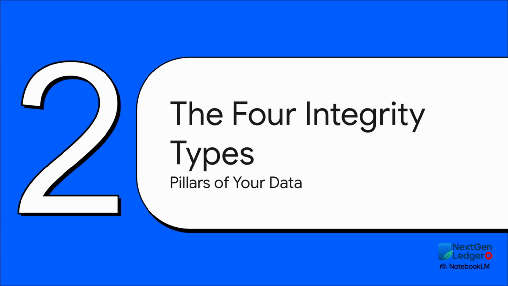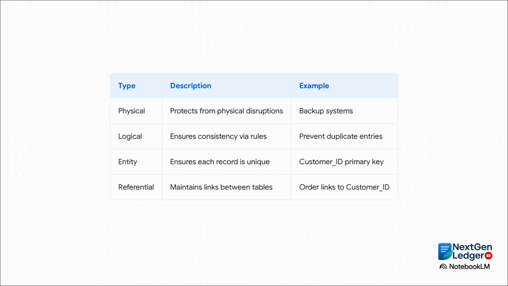Okay, so let's build on that idea. Data integrity isn't just one big concept. It's really held up by 4 distinct pillars, and understanding these is the key to seeing exactly where things can go wrong. Now, this is where it gets really interesting, so let's slow down just a bit. First, we've got physical integrity. This is the most straightforward one. It's all about protecting the actual hardware, from stuff like power outages or floods.